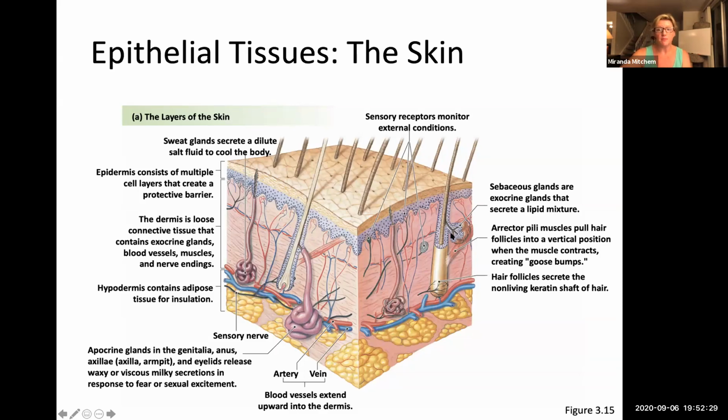Just another structure I'd like to point out. This is called a sebaceous gland, and these are just glands that release lipidy materials. And then finally, I'd be remiss not to specifically point this out.